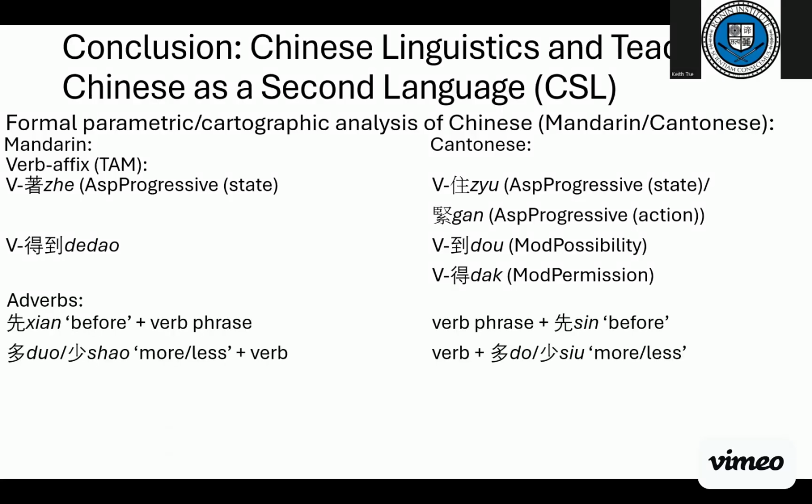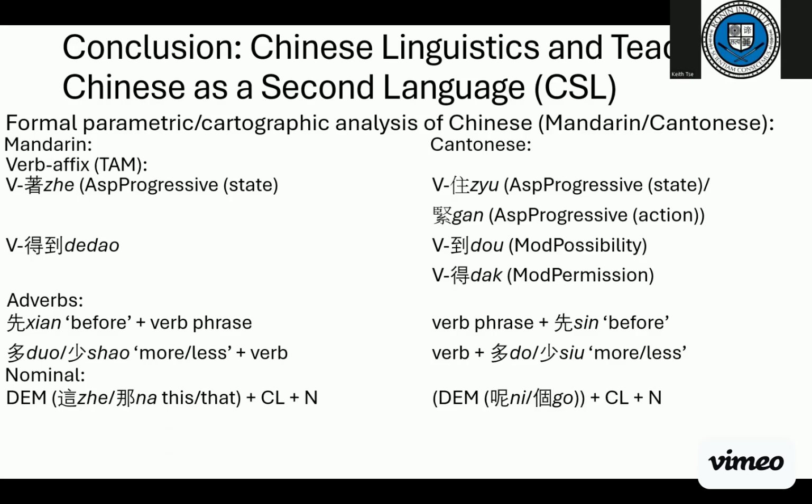In terms of word order, we've seen that adverbs such as 先, 多 and 少 come after the verb or the verb phrase in Cantonese, which is different from the preverbal positions in standard Mandarin. And finally, in the noun structure, in Cantonese, it's possible to have a CL as the head of the noun phrase, where they seem to function like articles. So Cantonese classifiers seem to be able to express definiteness and number, which is different from Mandarin.